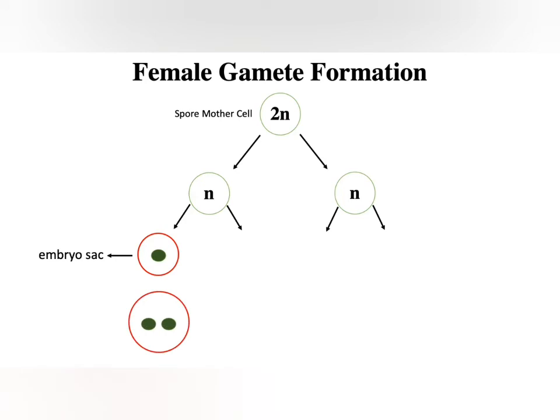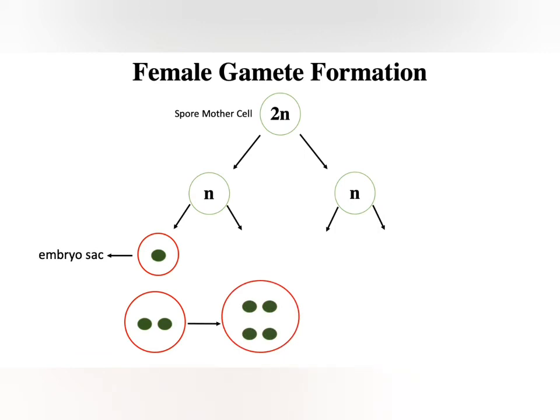So we end up now with an embryo sac which is much larger, and it has two haploid nuclei inside it. We then get a second mitotic division, which means we end up with four haploid nuclei inside the embryo sac. And then we get one more. So we have our third mitotic division, which means we end up with eight haploid nuclei inside.